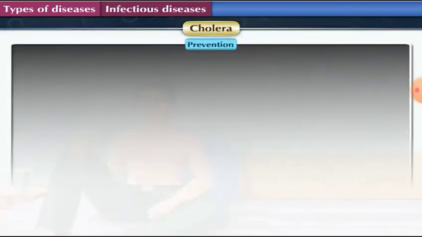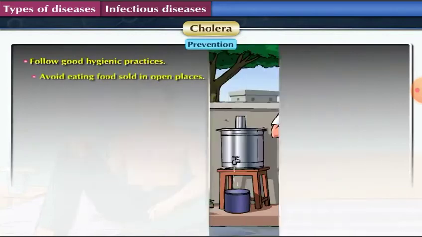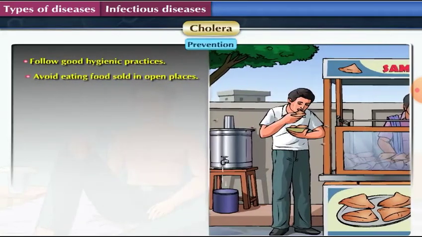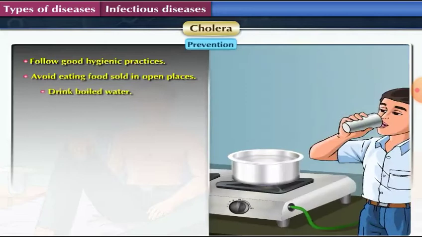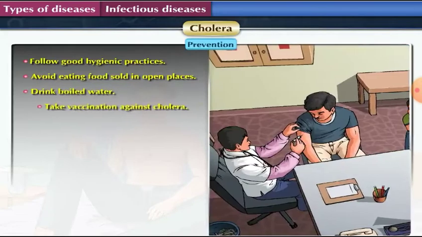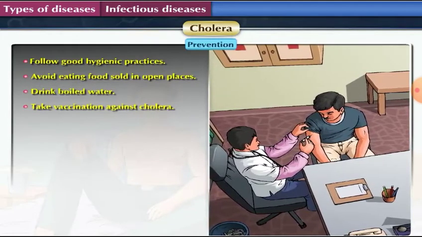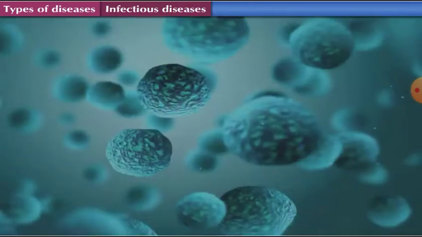To prevent cholera, one should follow good hygienic practices, avoid eating food sold in open places, and drink boiled water. One can also take vaccination against cholera for its prevention. Typhoid.